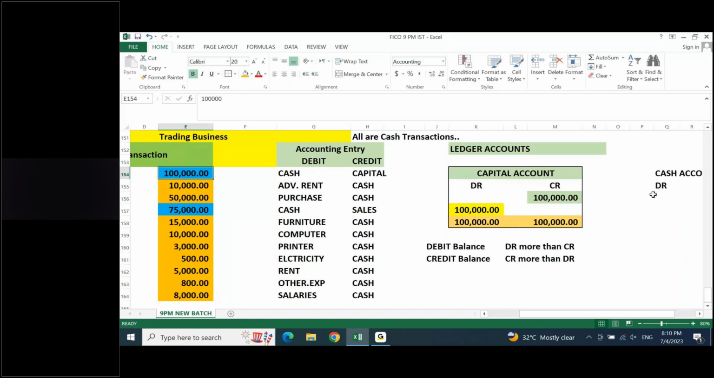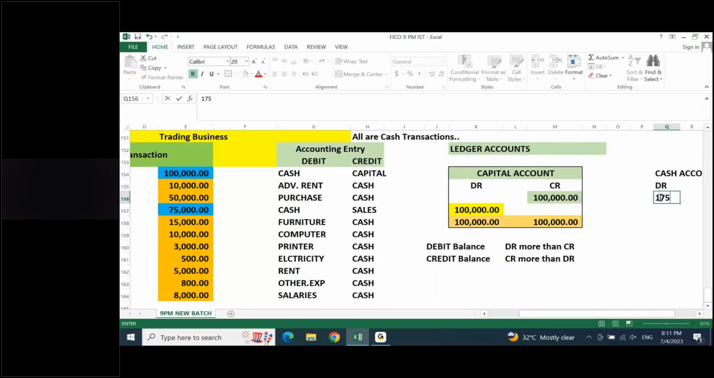Next one, on the debit side, I am going to take cash account balances. Debit, we have taken blue. I'll simply take the sum of these two. 1 lakh plus 75, total debit cash is 175,000. Correct? Yes, sir. So I am going to write 175,000 on the debit side for cash account.